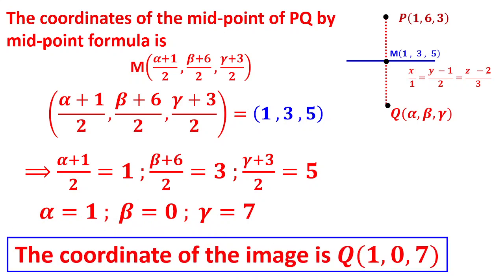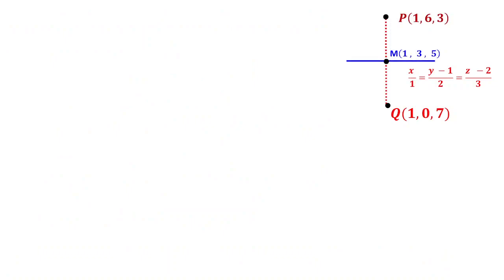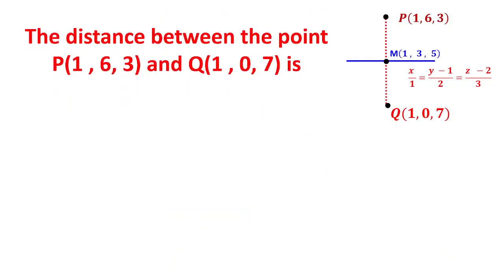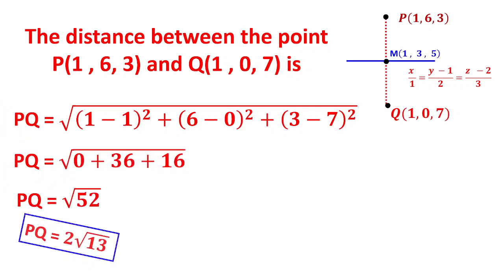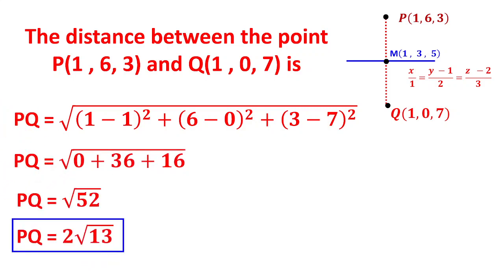Now the question is not over. They have asked some more questions. Now I got the image as 1, 0, 7. What do they want? They want the distance between the point P and Q. How to get it? Make use of the distance formula. Therefore, it is coming as root 52, which is nothing but 2 root 13.